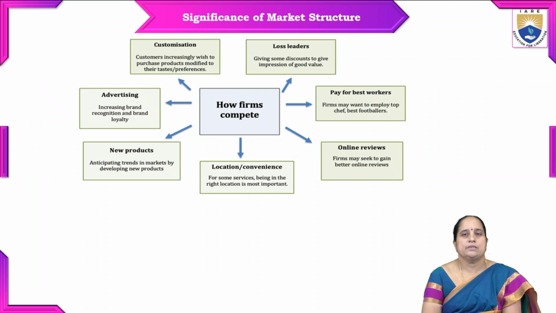Then coming to the significance of market structure. So how generally the firms compete with each other. There are different kinds of things we are going to discuss here. Pay for best workers. The main strength of any organization is their employees. So firms may want to employ top and best footballers.